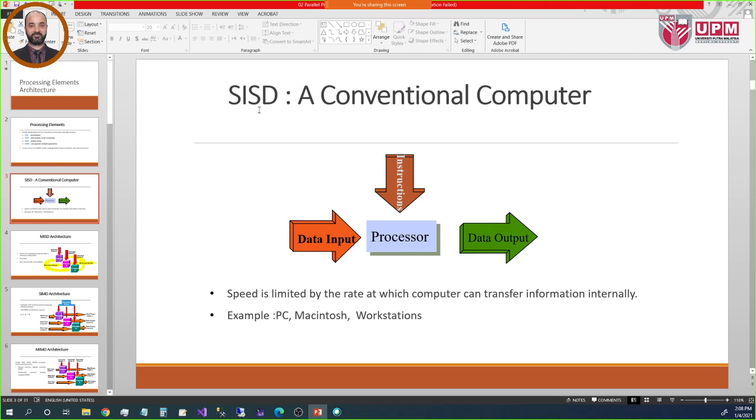In SISD, only one piece of data goes to a single processor at a time, so speed is limited by the rate at which the computer can transfer information internally. Examples are some PCs like Macintosh and Windows workstations, especially previous and old computers that have only a single processor.